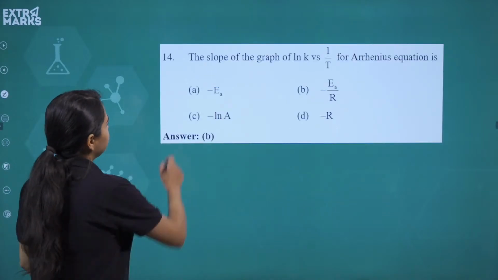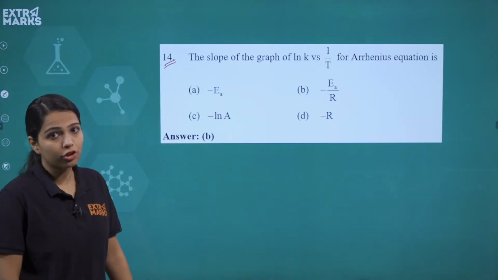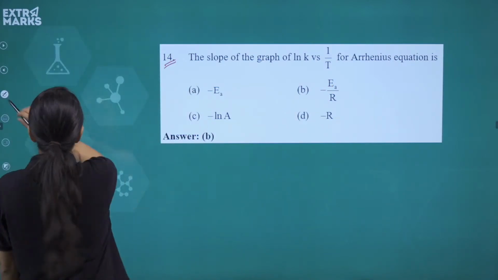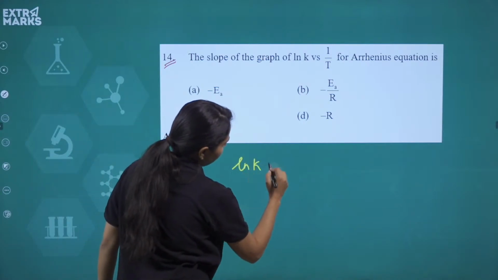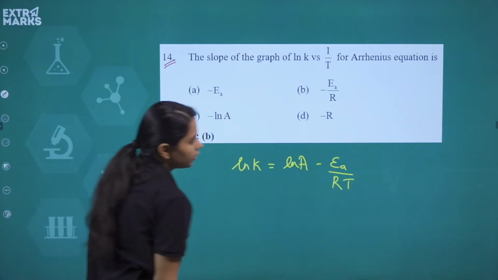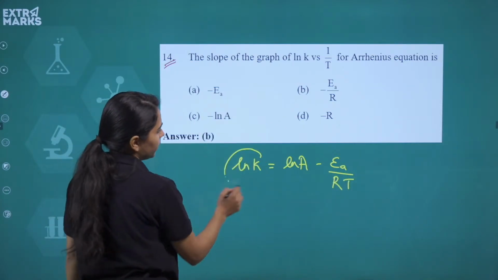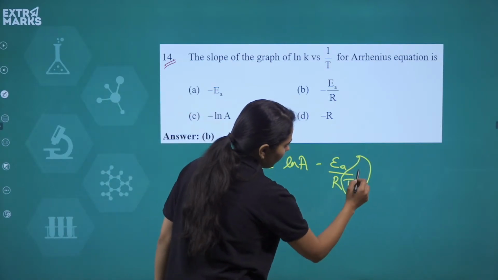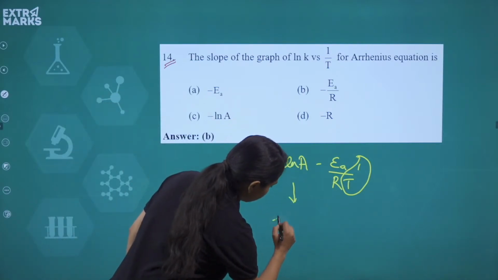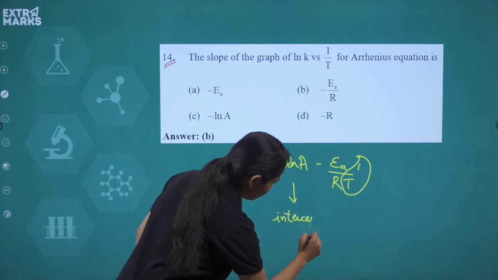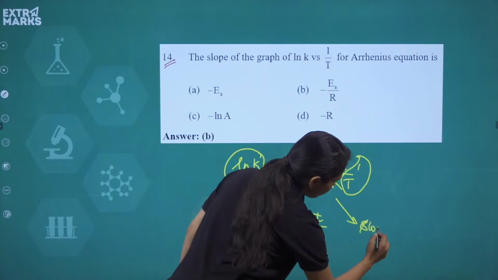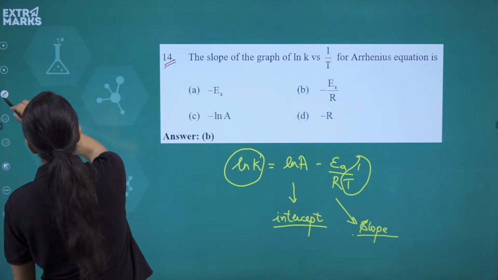Moving next, number 14. The slope of the graph of natural log K versus 1 by T for the Arrhenius equation is what? Now, what is the equation that we have? Natural log K is equal to natural log A minus Ea upon RT. So, what is the y-axis? On the y-axis, we are going to take natural log K. On the x-axis, we will be taking 1 by T here. So natural log A will be the intercept, and minus Ea upon R will be the slope. So what should be the answer? Option B.